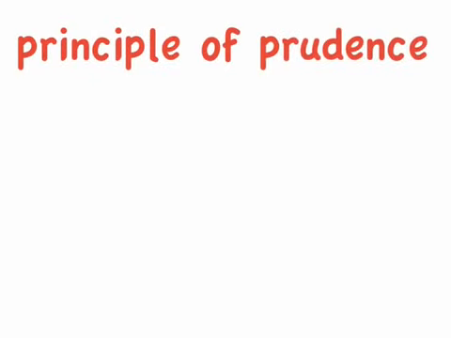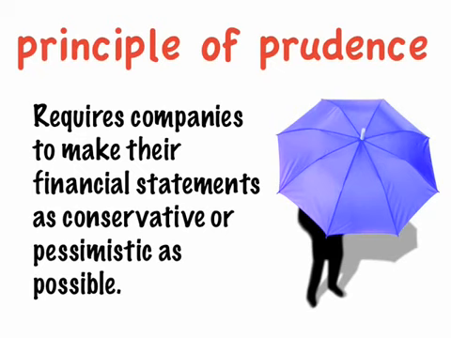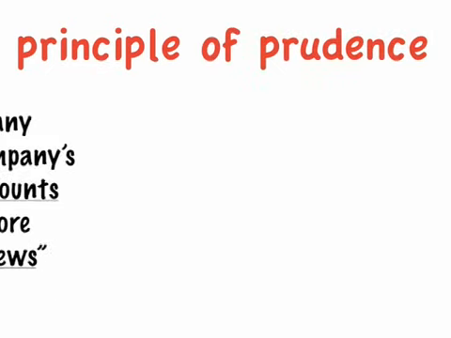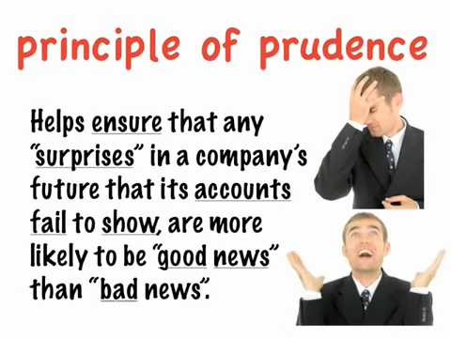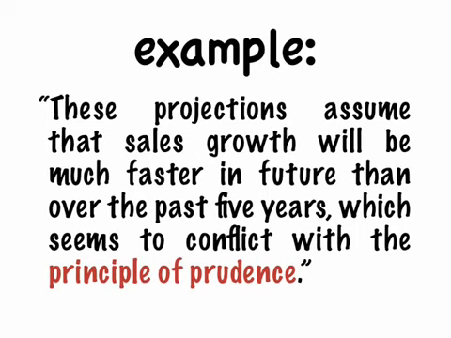Principle of prudence. The principle of prudence requires companies to make their financial statements as conservative or pessimistic as possible. The principle of prudence helps ensure that if there are surprises in a company's future which its accounts fail to show, these are more likely to be good news than bad news. These projections assume that sales growth will be much faster in future than over the past 5 years, which seems to conflict with the principle of prudence.